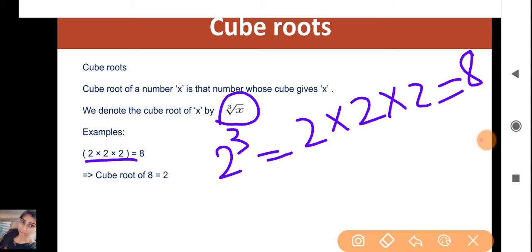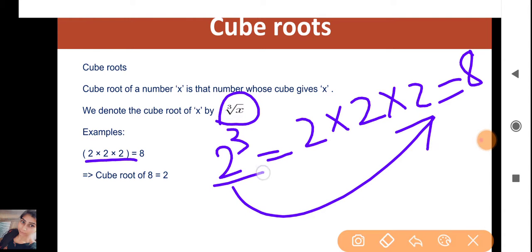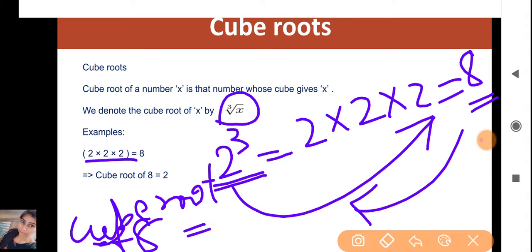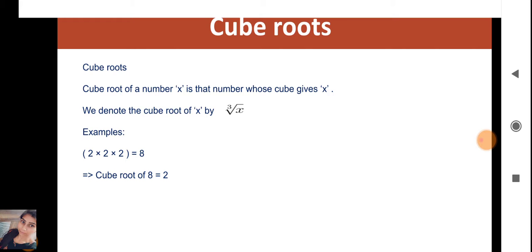But if I want to read from here to here, 2 cube is 8. Now if I want to read from here to here, I have to read it as cube root of 8 is equals to what? 2. Okay, so now we are going to find out the cube root.